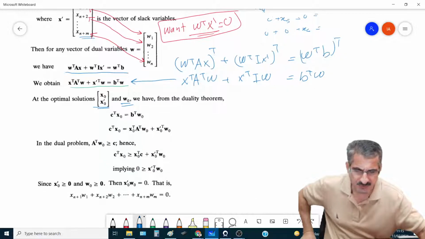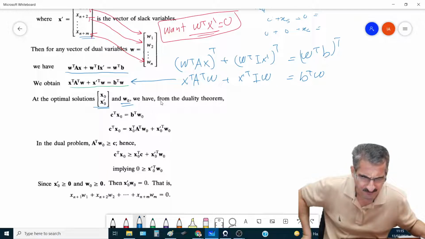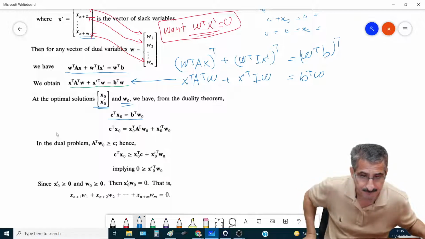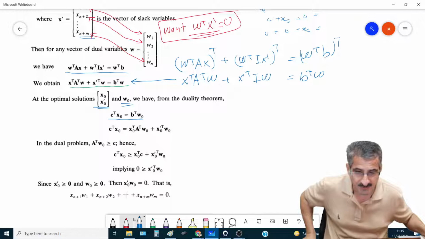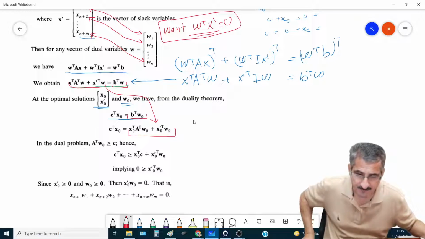At an optimal solution, this and this, we have from the duality theorem. Okay, from the duality theorem, it says the values of the optimal solutions are the same. Now, where did we get this from? We got this from here. I changed that here with this. So I got this here. So I got this equation now.